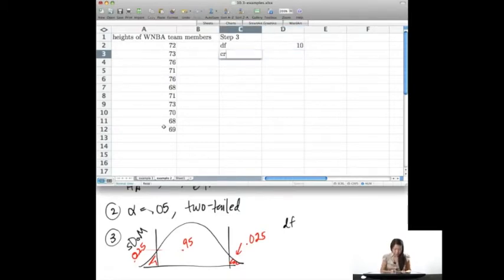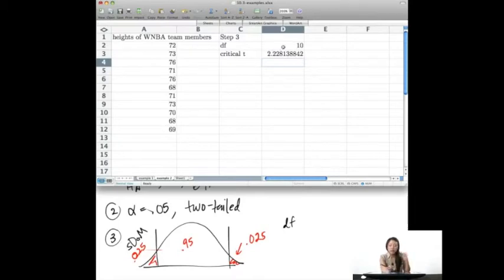And let's find the critical T. The critical T would be T inverse, right? Because we know the probability, the two-tailed probability, 0.05, and the degrees of freedom. And that gives us the positive critical T. So that's positive 2.23 and negative 2.23. Those are our critical boundaries. Anything outside of that, we reject the null.